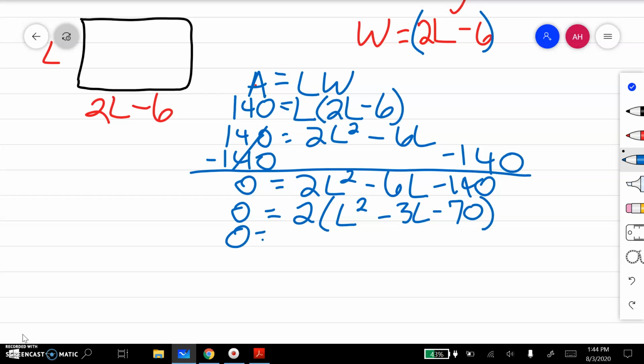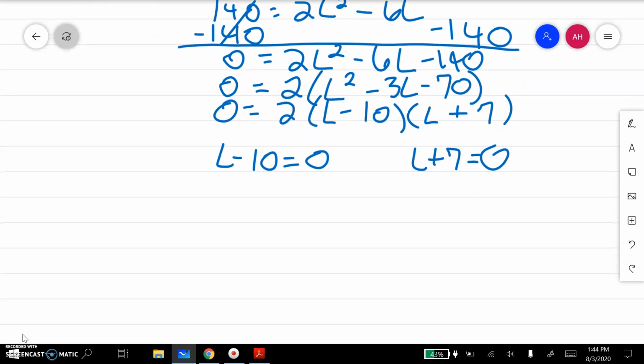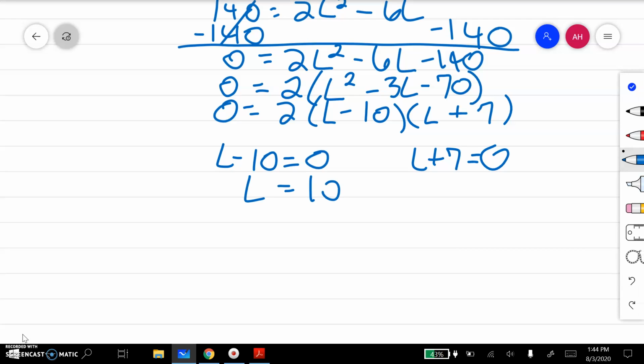Then we're going to keep going, factor this. So I need to multiply to get negative 70, add up to negative 3. And that's going to be negative 10 and a positive 7. Set both of those equal to 0. Okay, so we add 10 on both sides here and we get 10. Subtract 7 on both sides, we get negative 7.